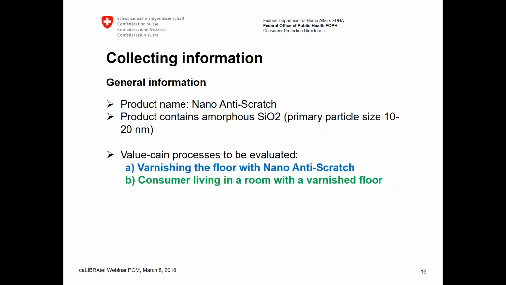First, we will need to collect information about our product. That would be the general information, which is product name. Here it's nano anti-scratch. The product contains amorphous silicium dioxide with primary particles in the size from 10 to 20 nanometers. And as I already said, our value chain processes, which we will be evaluating with the precautionary matrix, will be the varnishing the floor with the nano anti-scratch and a consumer living in a room with a varnished floor.